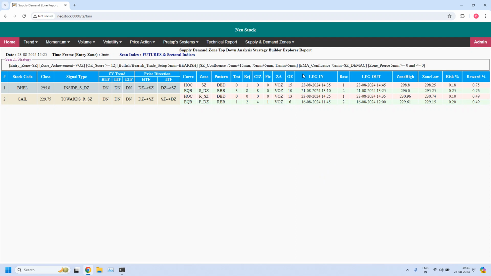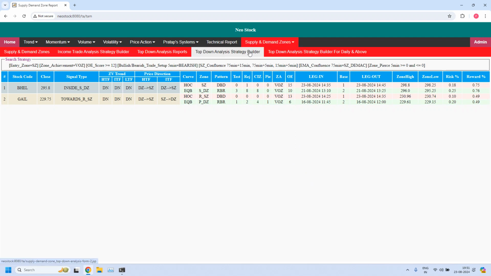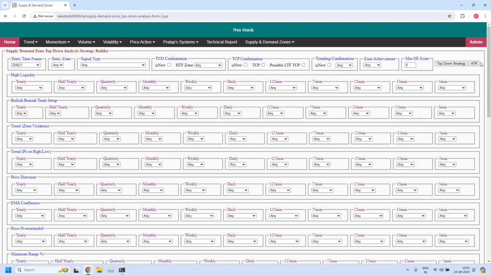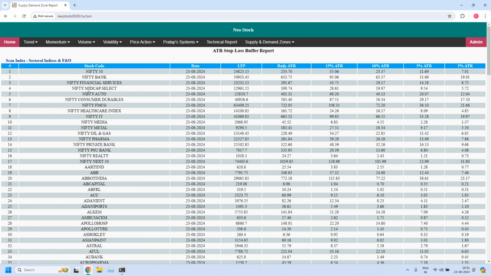And in the final report, daily ATRs and stop buffers are generated based on daily ATR. The first 17 in this list are indices, that includes all sectorial indices, remaining all are equity stocks, but the list is taken from the F&O list. So I keep on scrolling the list down. Any of the stocks you want to refer to, please pause the video. So I'm scrolling the list down.